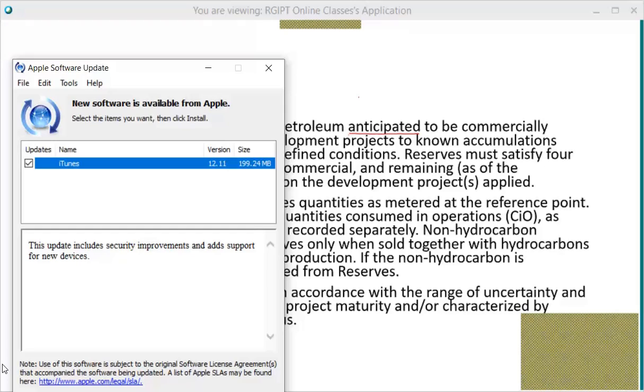Reserves must satisfy four criteria. That is, it's discovered, it's recoverable, it's commercial, and remaining as of the evaluation's effective date. That is remaining, not what's produced. Produced was still your resource, okay, discovered resource. But if you have produced, it's no longer a reserve. You remember that green band that you had? So very, very important things.